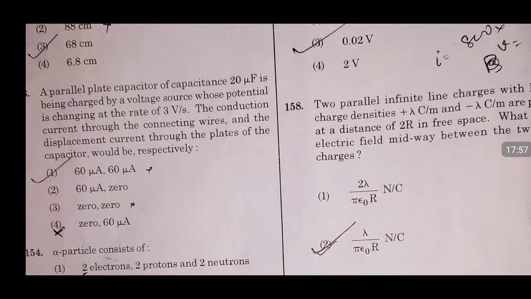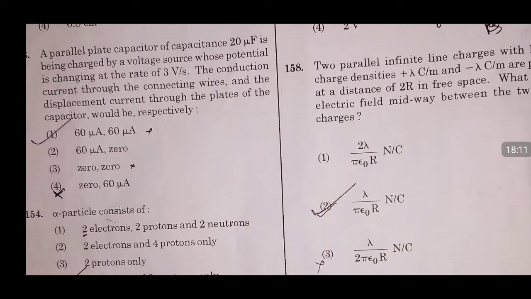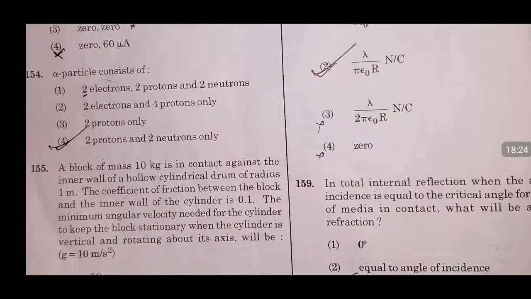Question number 158: Two parallel infinite line charges with linear charge density plus lambda coulomb per meter and minus lambda coulomb per meter are placed at a distance of 2r in free space. What is the electric field midway between the two charges? Then that option is lambda by pi epsilon naught into r newton per coulomb. Second option will be right.